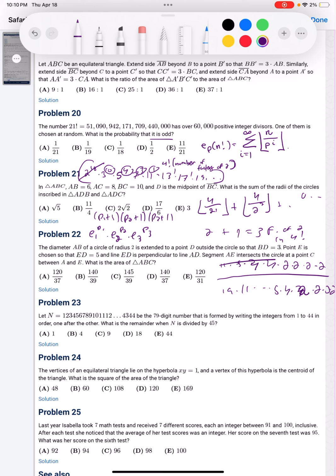Now this is all going to cancel. We're left with 1 over 19. The answer is B. Very simple.